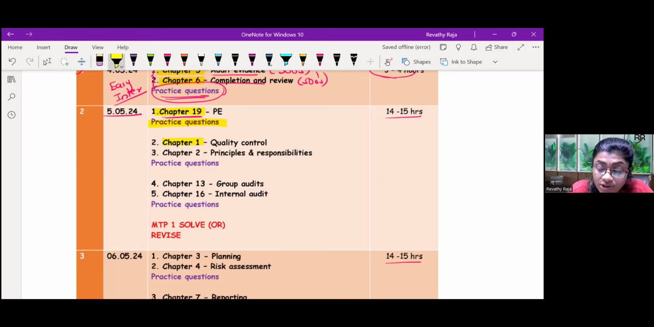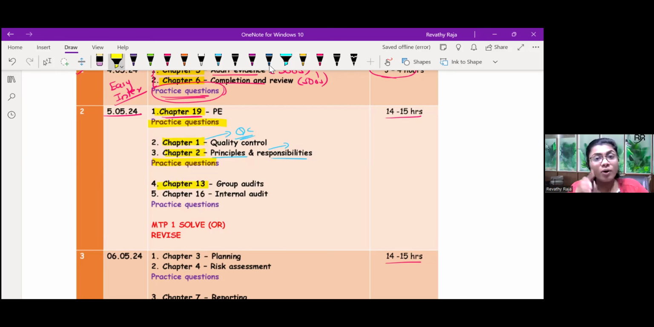Then go for chapter number 1 and 2. I mainly chose these two chapters because chapter number 1 is very small, it is quality control. And chapter number 2 is again basic standards, which is the 200 series, principles and responsibilities. After that, don't forget to do the questions in the ICAI material. Almost when you finish this, it will be evening time.